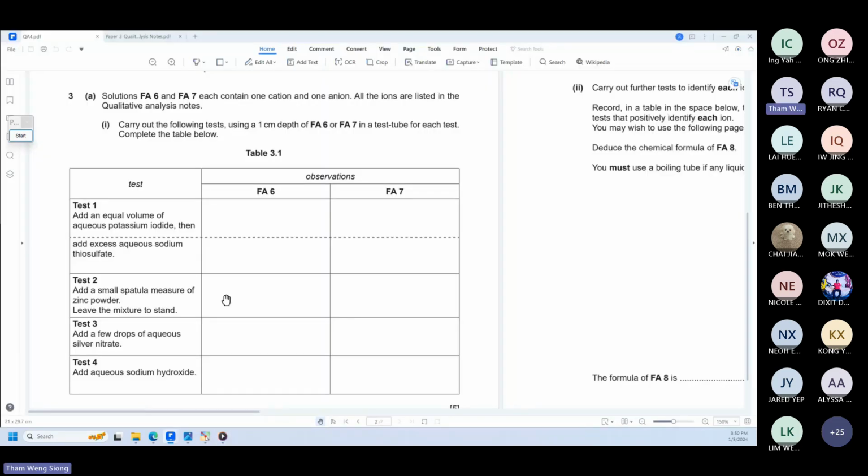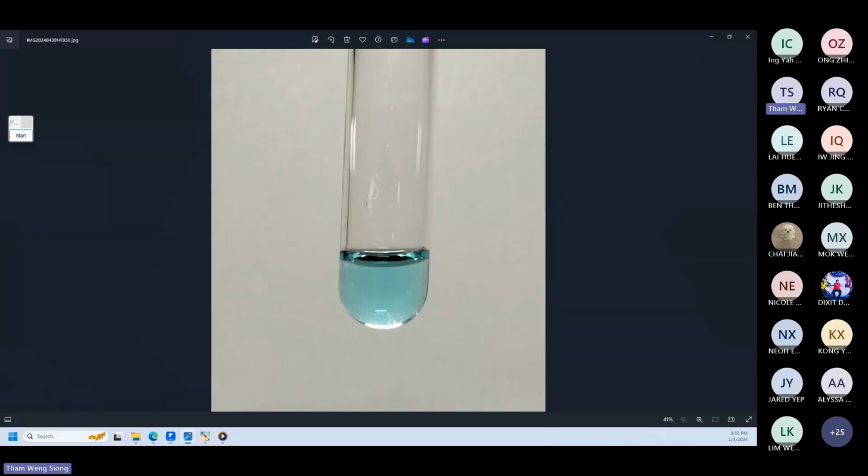All get until this part already? Thumbs up if you are until this part already. I want to show you silver nitrate and sodium hydroxide. Now, let me show you silver nitrate. Sorry, this one is a very ugly photo.